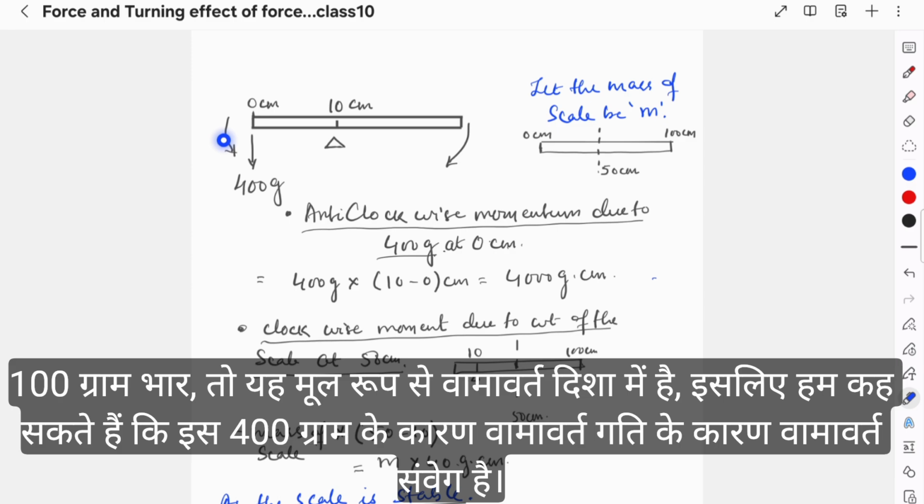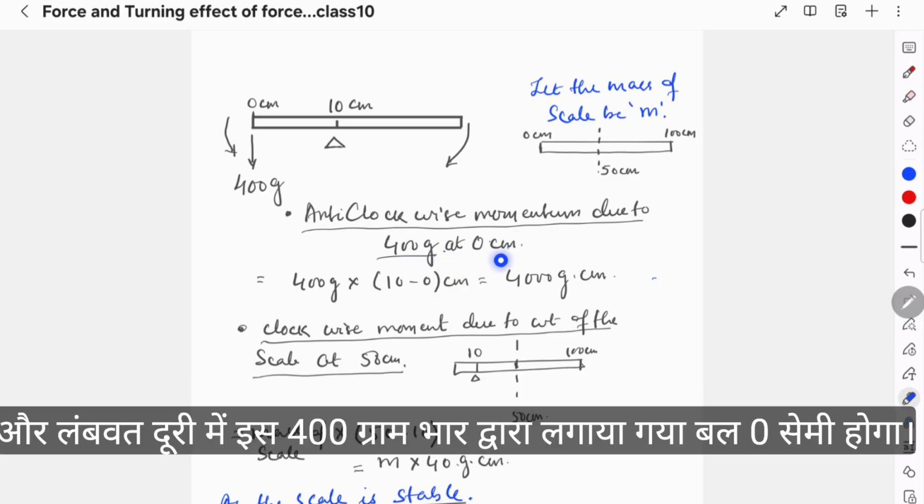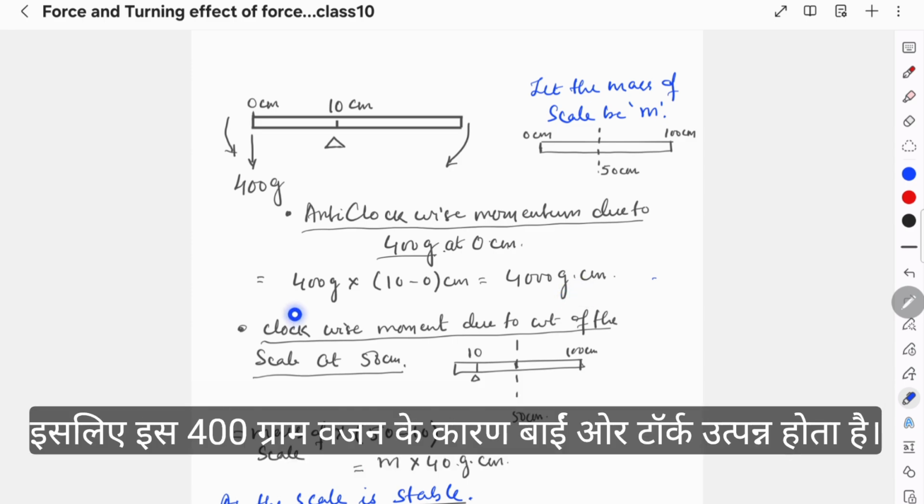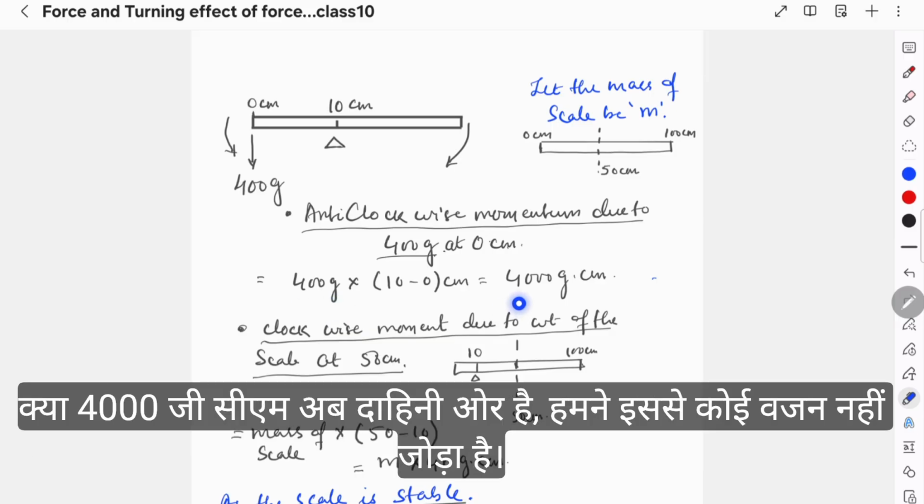So this is basically in the anti-clockwise direction. We can say anti-clockwise moment due to this 400 gram at 0 centimeter will be the force which is being given by this 400 gram weight into the perpendicular distance. So now see, the distance is basically 0 centimeter to 10 centimeter. So the distance will be 10 centimeter. So this becomes 4000 gram centimeter. So the torque on the left hand side due to this 400 gram weight is 4000 gram centimeter.